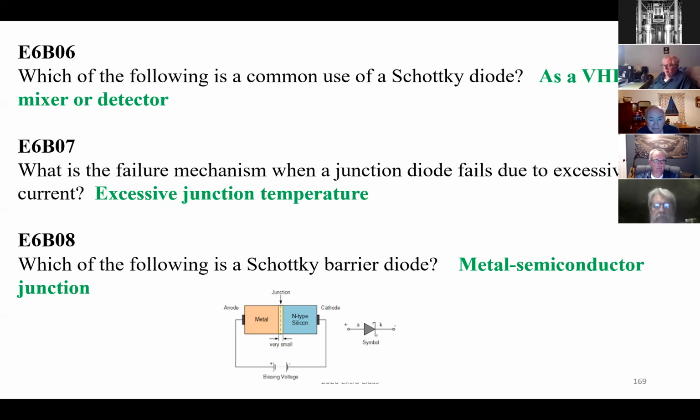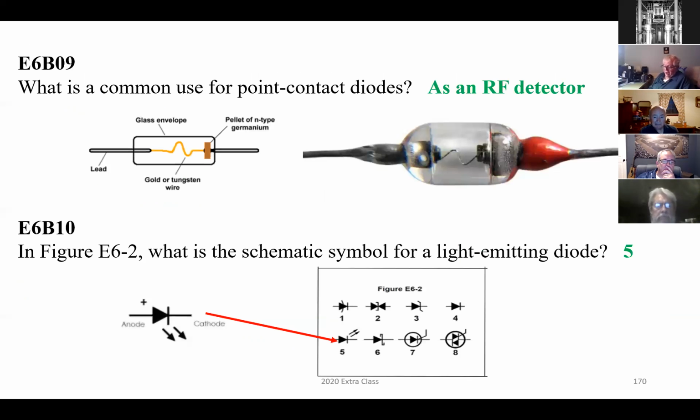All righty, number 8. Which of the following is a Schottky barrier diode? It is going to be A, metal semiconductor junction. 9. What is a common use for point contact diodes? C, as an RF detector.